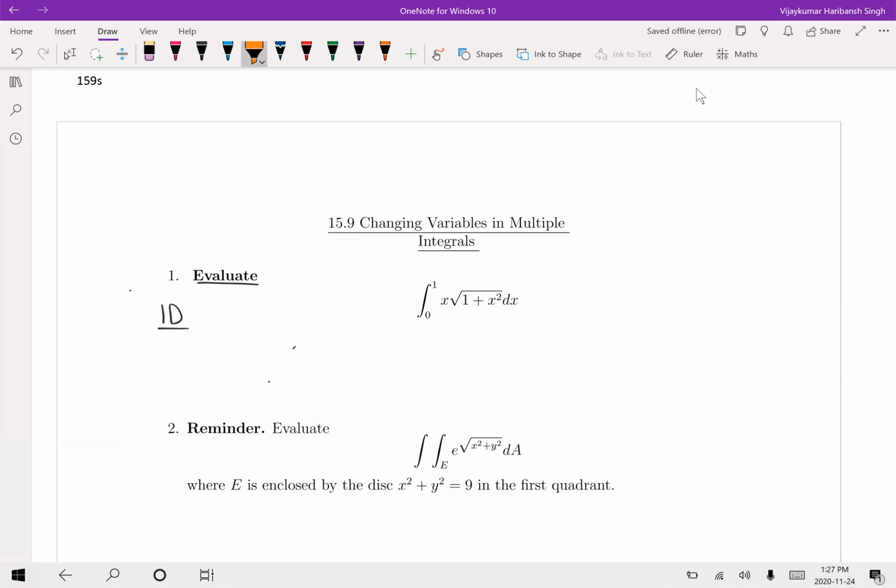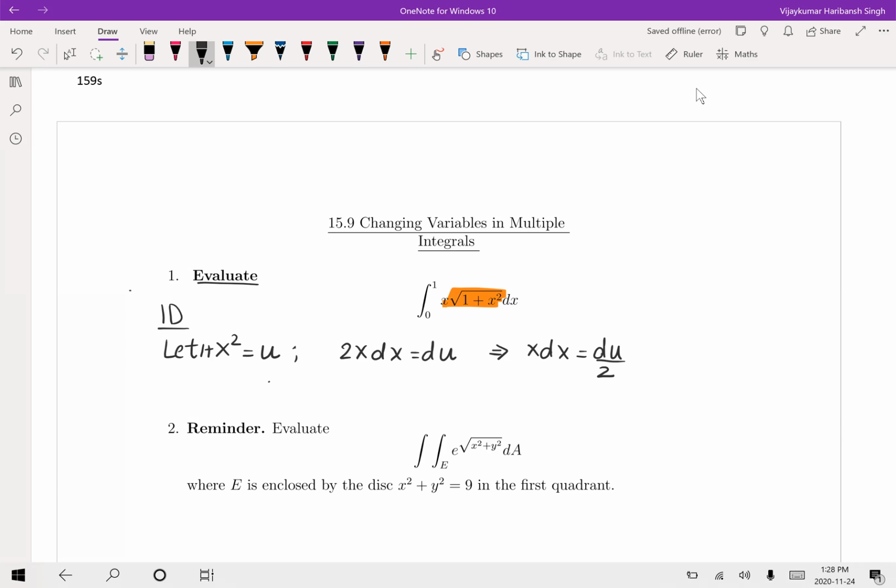Now we know that the integrand does not have an elementary antiderivative. So one way to go about this is the following. Let 1 plus x squared be u, and then we need to change dx as well. So we get 2x dx equals du, and in that case we get x dx equals du over 2, and then we substitute in.